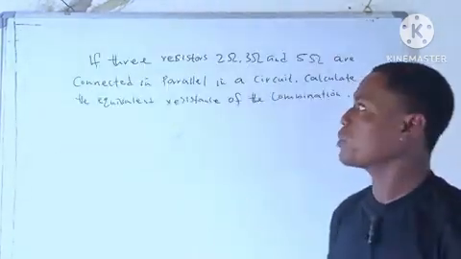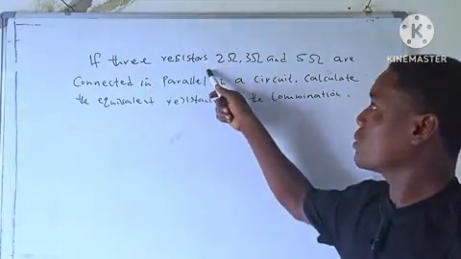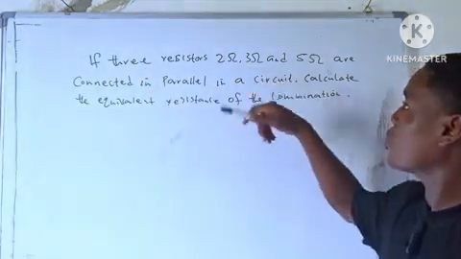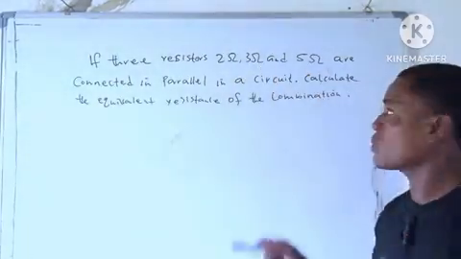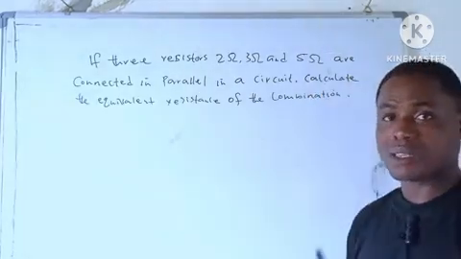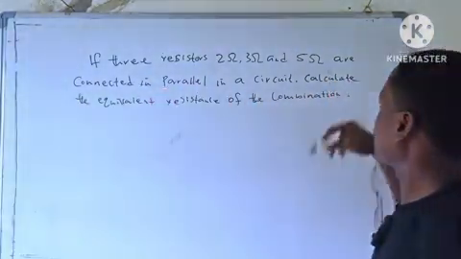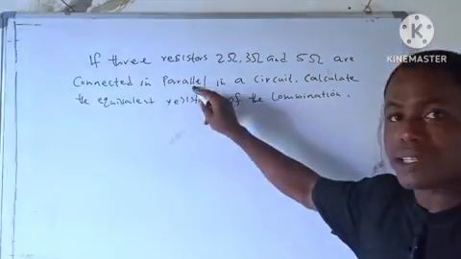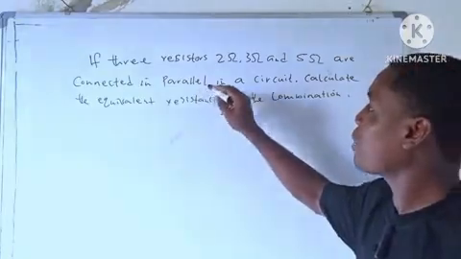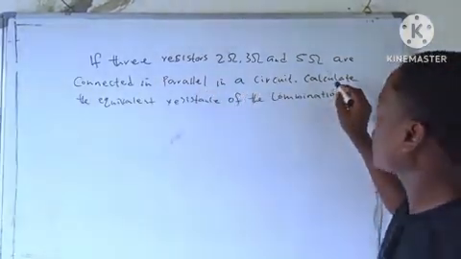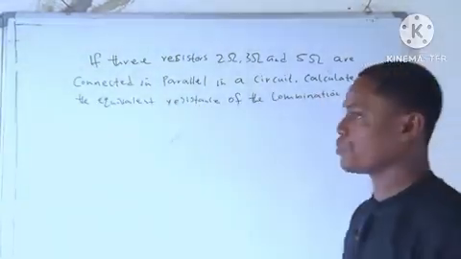Okay, so this is the second example. Let's read the question together. If 3 resistors, right? 2 ohm, that is the first resistor, 3 ohm, that is the second resistor, and 5 ohm, that is the third resistor, right? Are connected in parallel. They are connected in parallel in a circuit. Calculate the equivalent resistance of the combination.